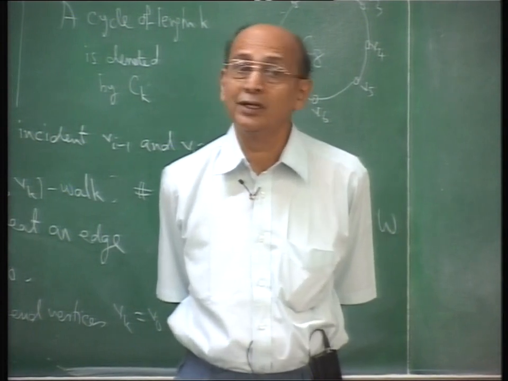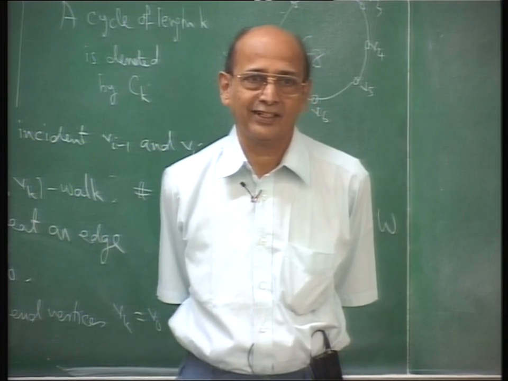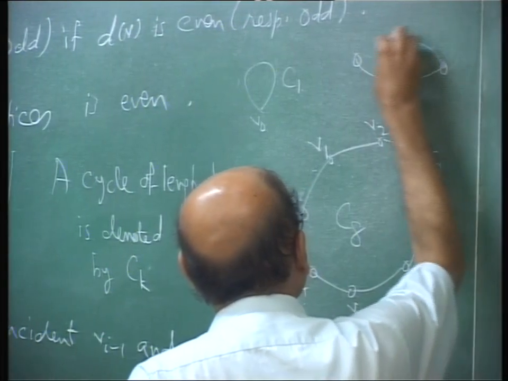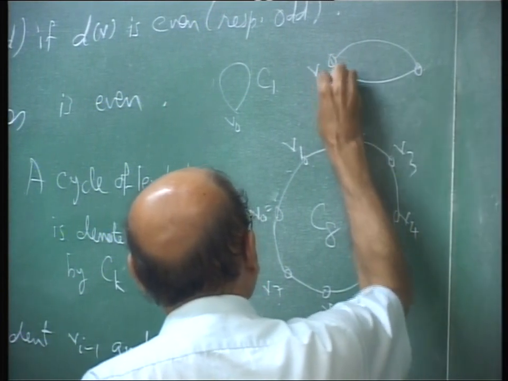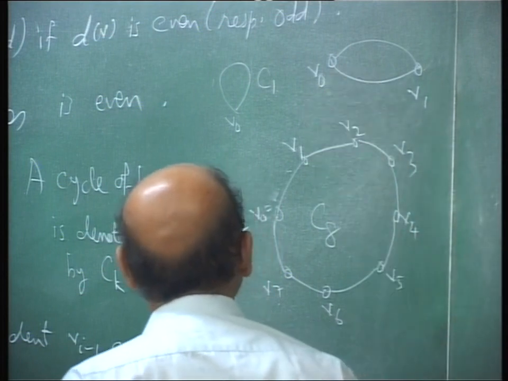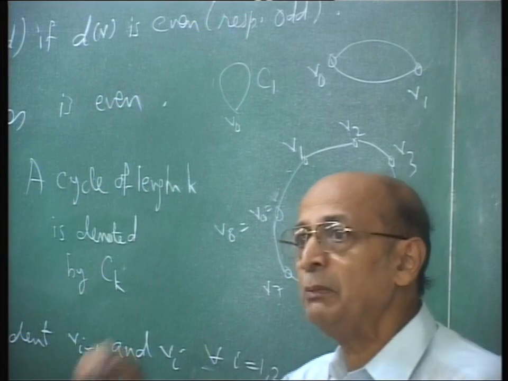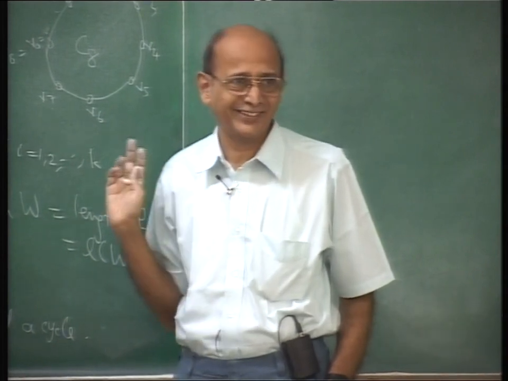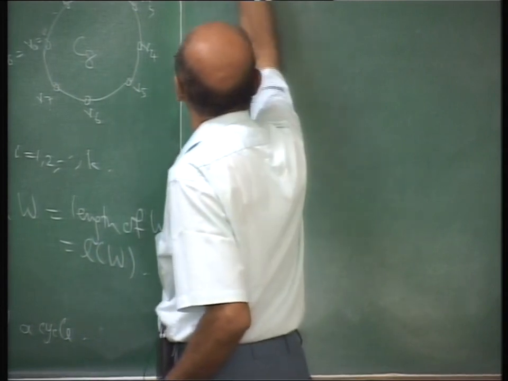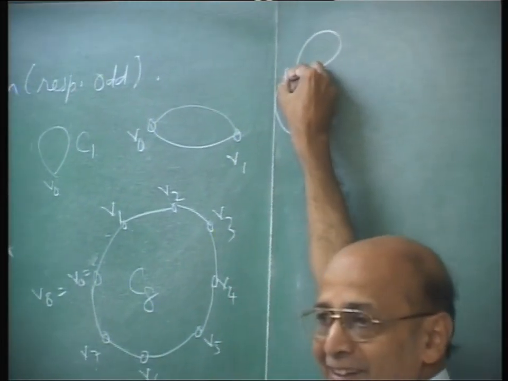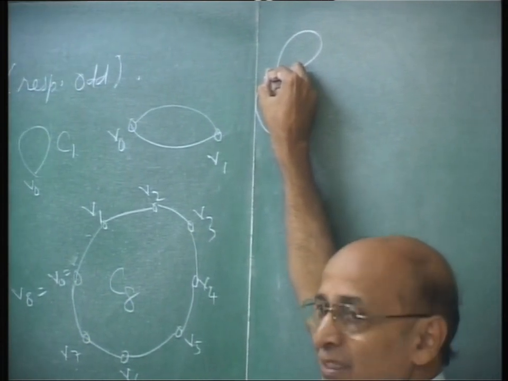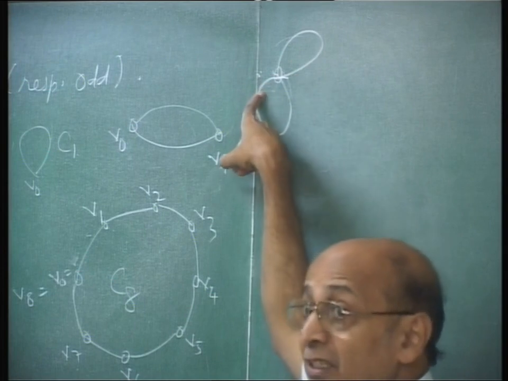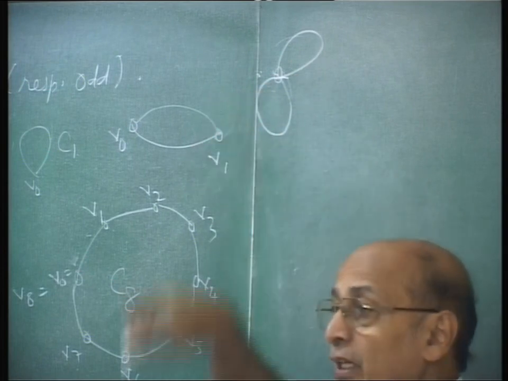What about a cycle of length 2? It has to be a multiple edge because a vertex is not to repeat. So for a cycle of length 2, I have to have a double edge. You cannot combine two loops because that repeats a vertex. Don't think that you can. This is not okay. It is a trail, but it's not quite a cycle because it repeats that vertex. From that vertex, you come back to that vertex and again, so that's not allowed. Intermediate vertices are not to be repeated. Only the end vertices are allowed to be repeated.